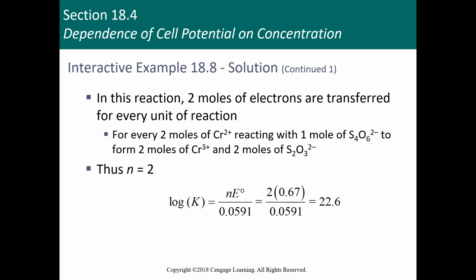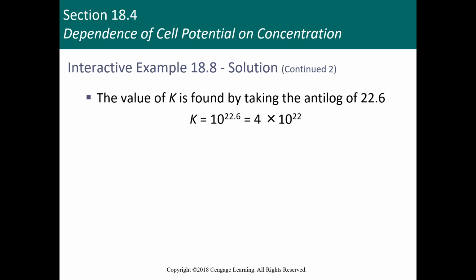So the N equals 2. And we substitute that 2 in, we substitute our E naught in, and we can solve for K. So the log of K will equal 22.6. How do we get rid of that log? Well, we do the anti-log, which is 10 to the power of that number. So for K, we take 10 to the power of on both sides. K will equal 10 to the 22.6, and that will give us 4 times 10 to the 22nd.